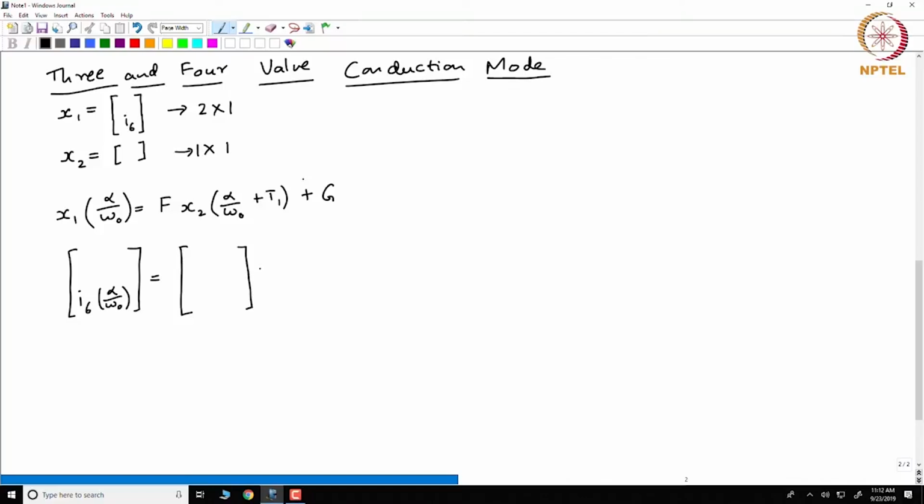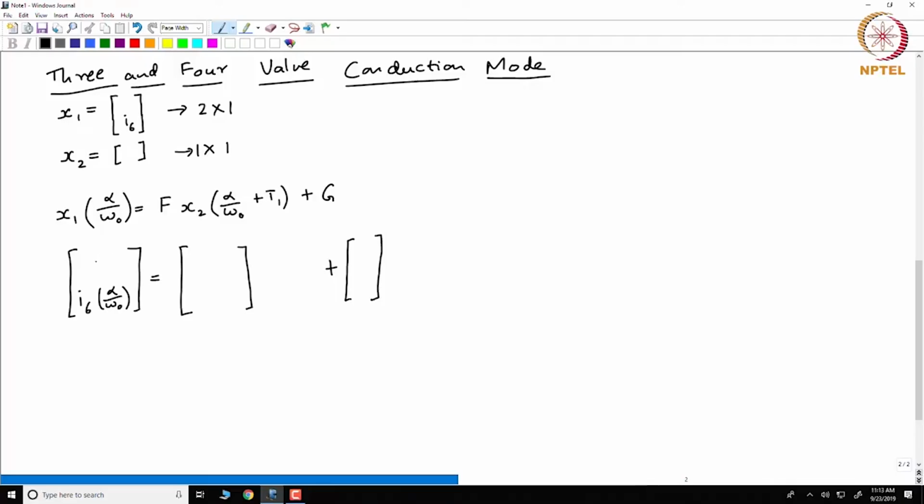So, this is a 2 cross 1 matrix into X2. Okay. So, I have to find X2. So, I will fill that X2 here, plus I will multiply this matrix F by X2 plus G. What is the size of G? 2 cross 1. Okay. Now, I have not written X2 because I have still not written X1 completely.